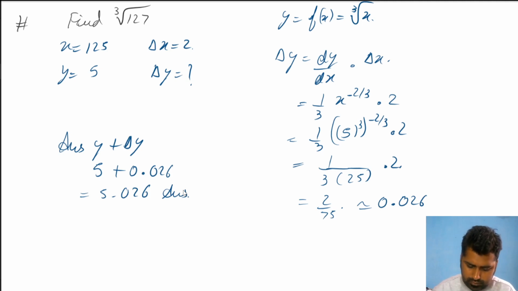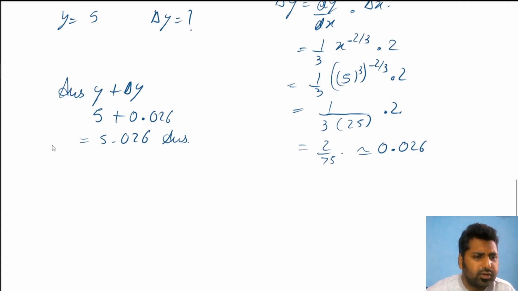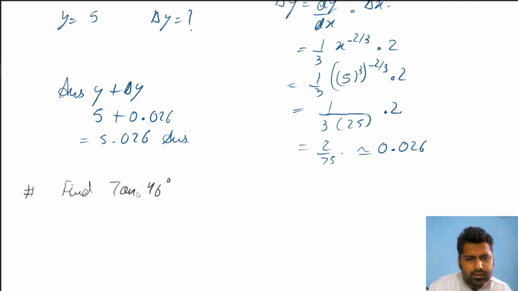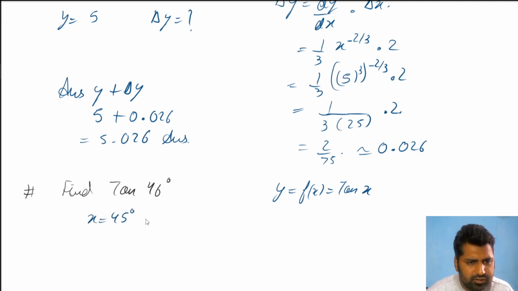We can do the same thing for trigo also. Suppose you are asked to find tan 46 degree. Now you know the tan 45 at least. Yeah, tan 45 is the good value. So what is your function? First of all, y is your function of x, that is tan, let's say x. So what is our x? If we take x as 45, your delta x will be just x plus delta x. Now this quantity is one more, so plus 1. Okay, and your y tan 45 will be 1.